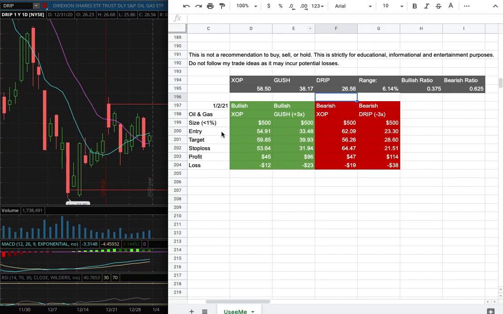As for the trade idea of the week, my position size is less than 1% of my portfolio, and my entry is at $23.30, and that is this range here, and that coincided with the lows in the past that dated back to December 10th as well as December 14th. My sell target is at $28.60, and that is this range here, and my stop loss is at $21.51.